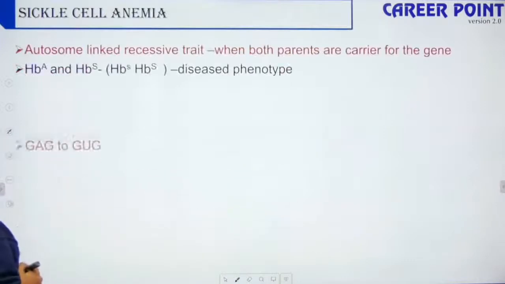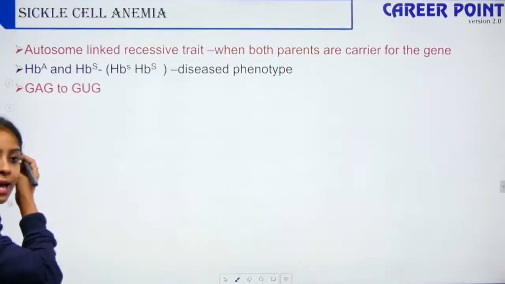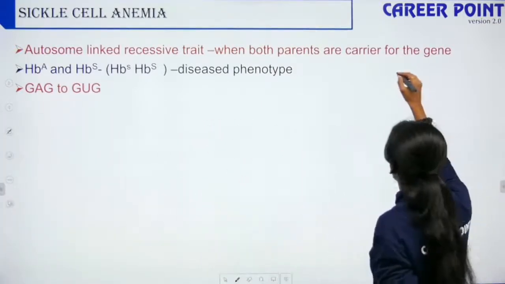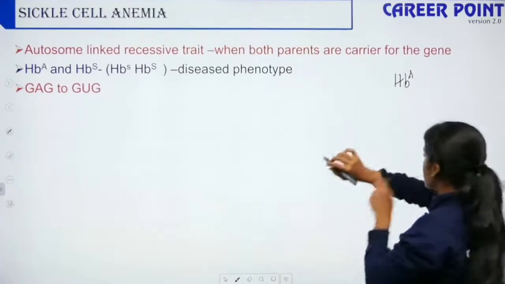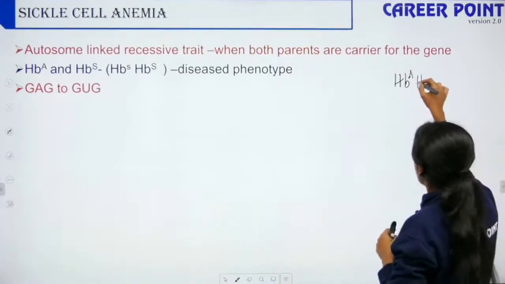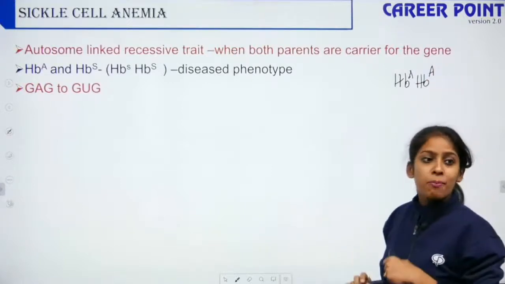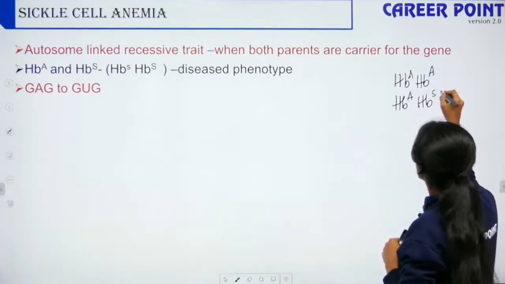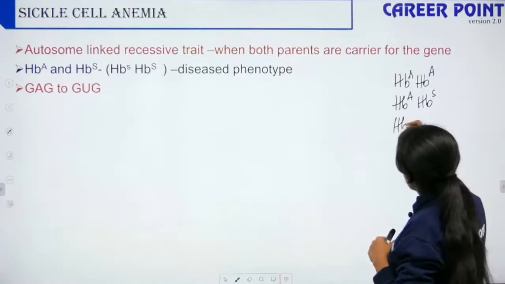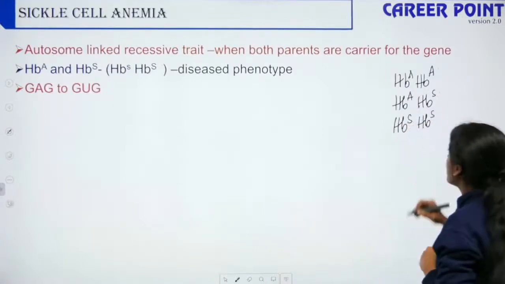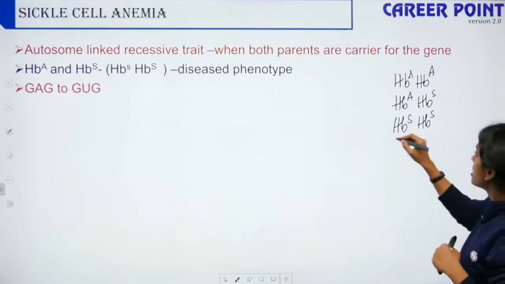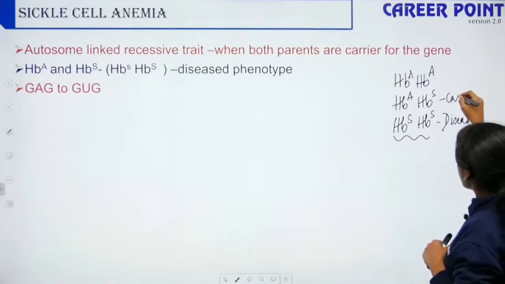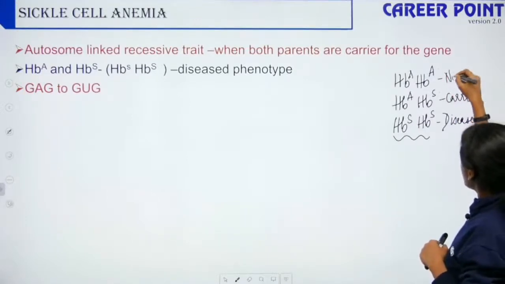Okay, so moving forward, it is autosomal linked recessive when both the parents are carriers for the gene. So normal condition, if a person has normal RBC, he will be HBA HBA. He will have this pair of alleles. If suppose a parent is a carrier, then he will be HBA and HBS. So if a person is having sickle cell anemia, this is HBS HBS. So it will be a recessive condition. So this is the diseased person. So he is the carrier. He is normal.